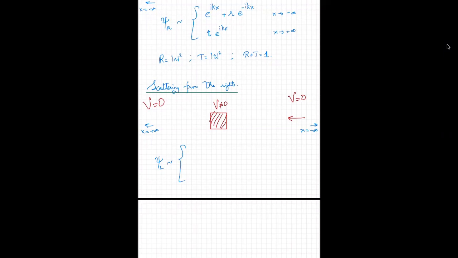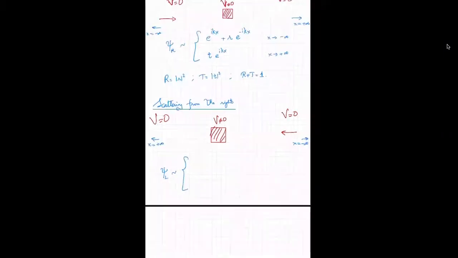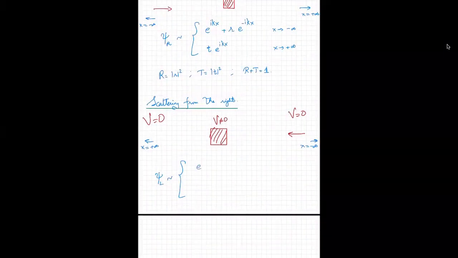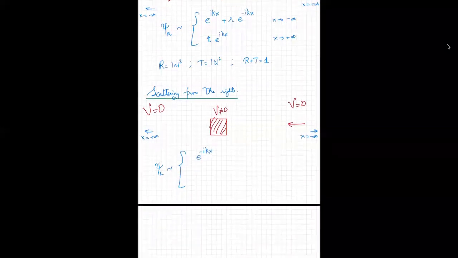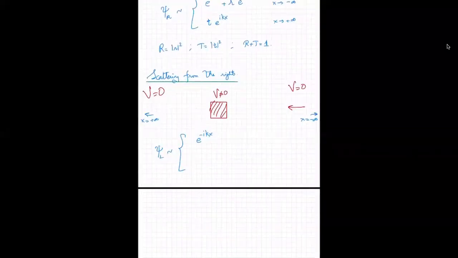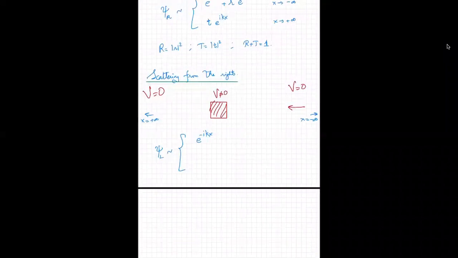Well, at x equals minus infinity, I'm going to be seeing a wave traveling towards the left, which is the wave that I threw in, the particle that I threw in. So this is e to the minus ikx because it is traveling towards the left. And I'm going to be seeing a small amount of reflected wave traveling to the right. So I'm going to call this reflection coefficient r prime. And this is r prime e to the ikx.